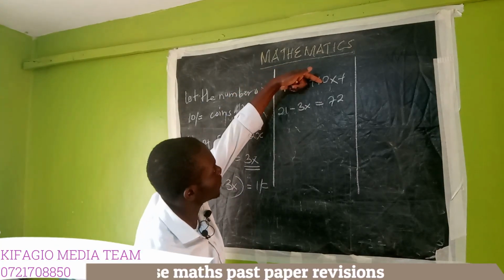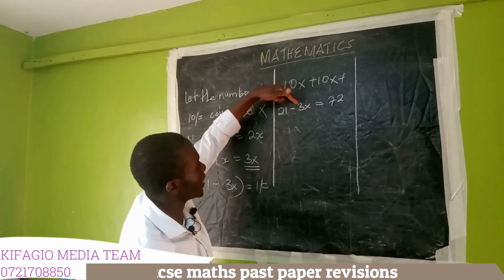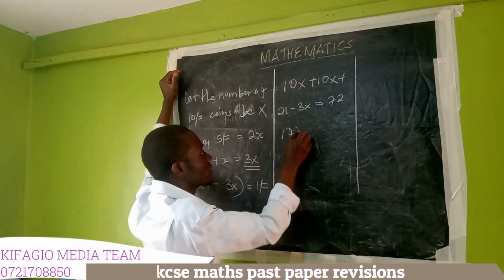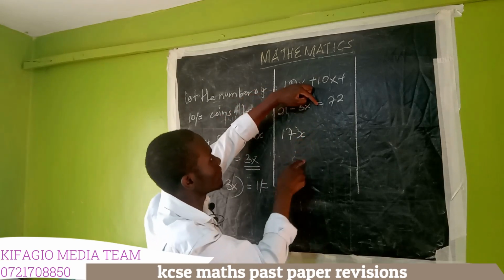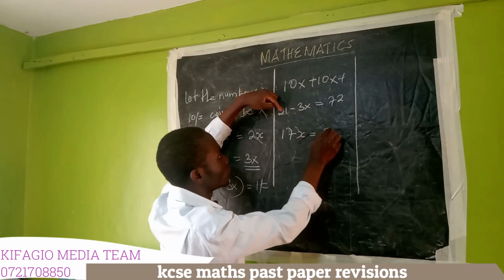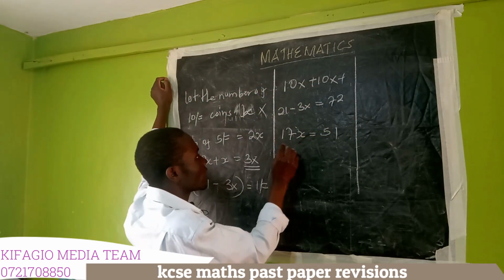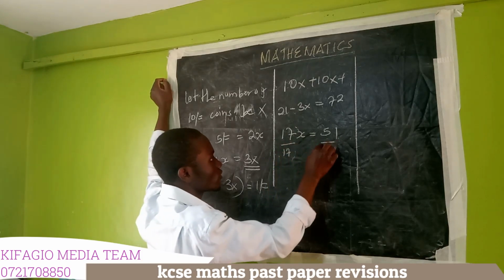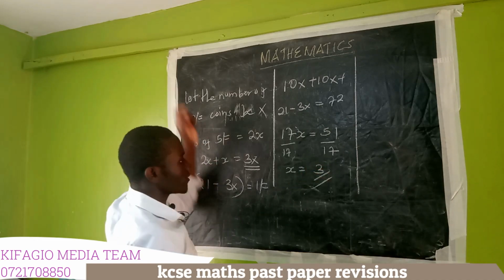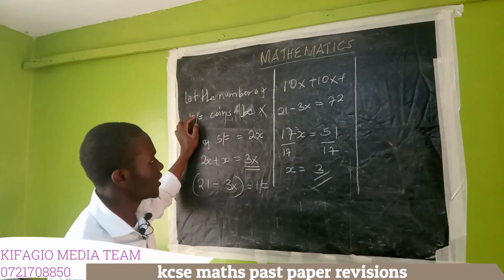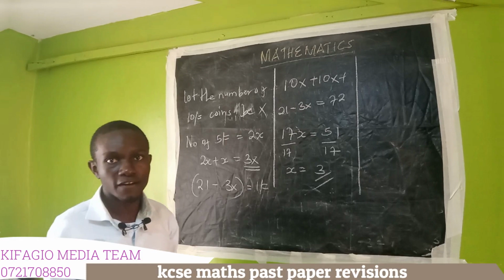10x plus 10x is 20x. 20x minus 3x is 17x. And then we're having 21. If you take the 21 to the other side, we'll have 72 minus 21, which is equal to 51. Then to find the value of x, you divide this side by 17, and also divide this side by 17. So x is equal to 3. And this is the number of 10 shilling coins that Kimani had.